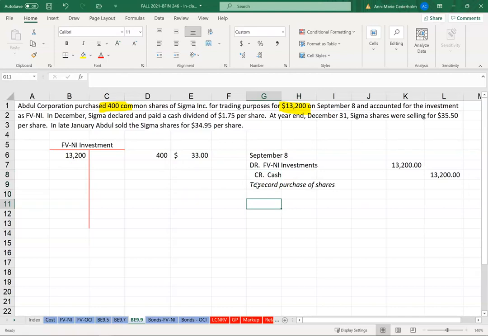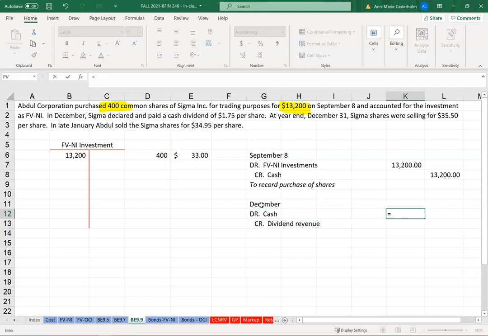Okay, so the next step is to record the dividend. A perk of buying another corporation's shares is that they also pay dividend income. The way that we deal with dividend income under the fair value through net income, the cost, and the fair value through OCI methods is just to record it as dividend income. So I'll record cash and then credit dividend revenue. And this was sometime in December, so I'll just say December.